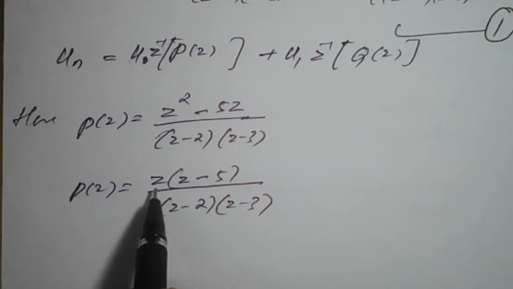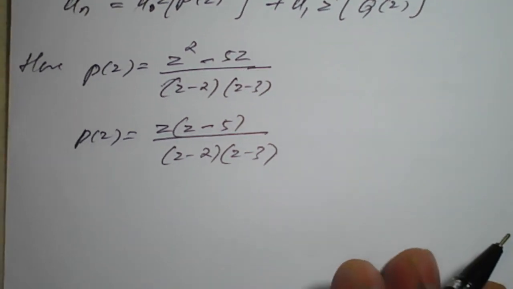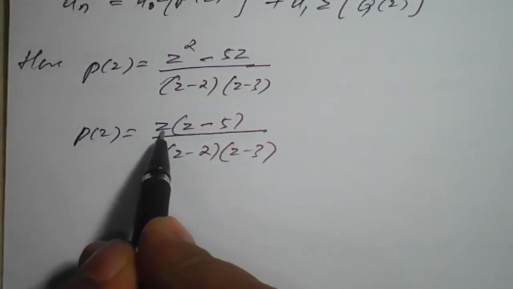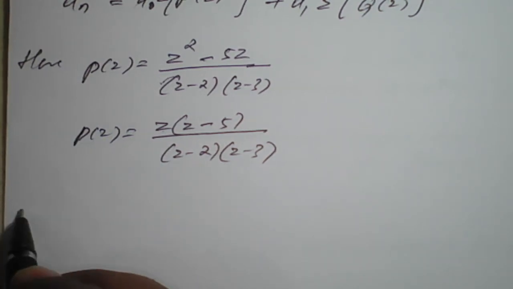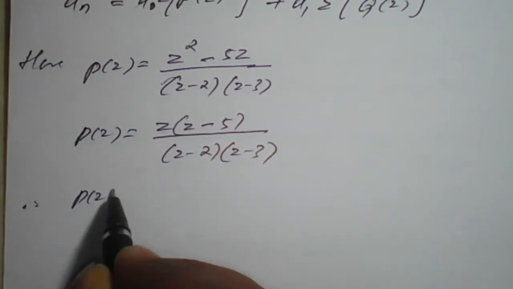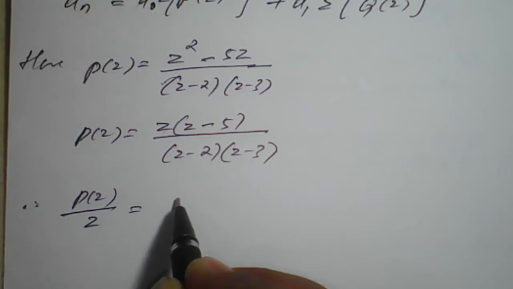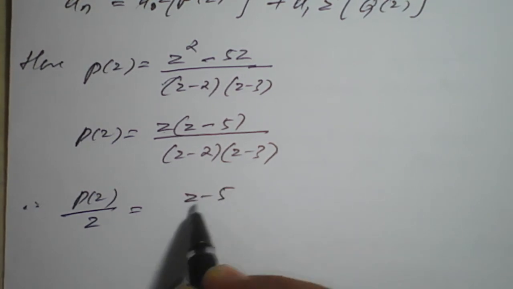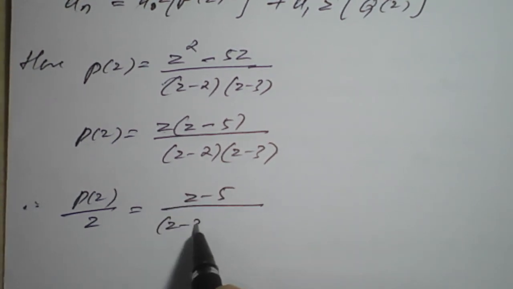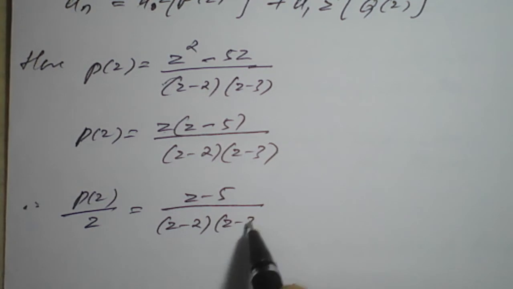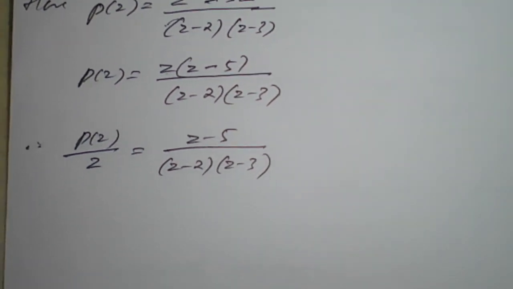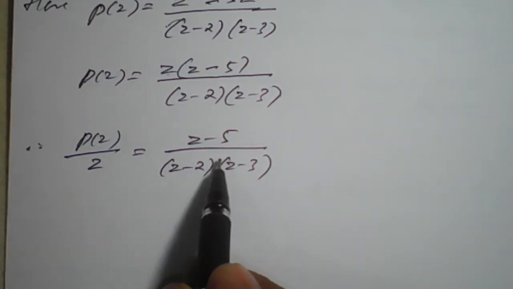Then this z will cross multiply to the left hand side. Already we have done the same procedure. If you cross multiply to the left hand side, therefore P(z) upon z is equal to (z minus 5) divided by (z minus 2)(z minus 3). So we'll take the LCM for the right hand side of this result.